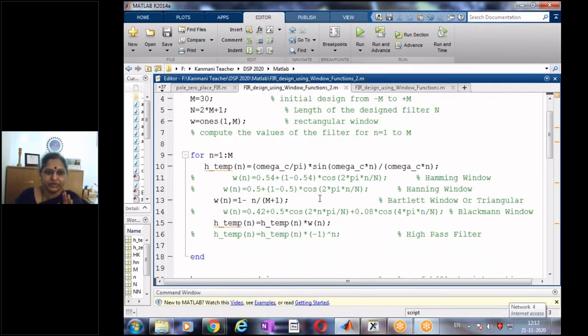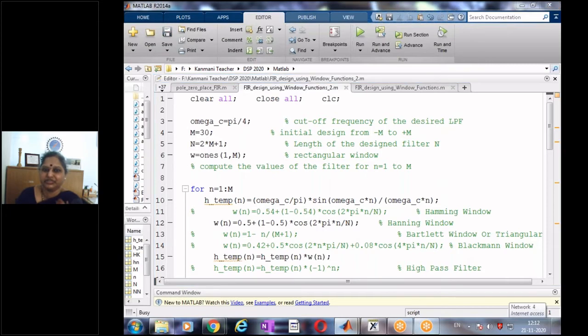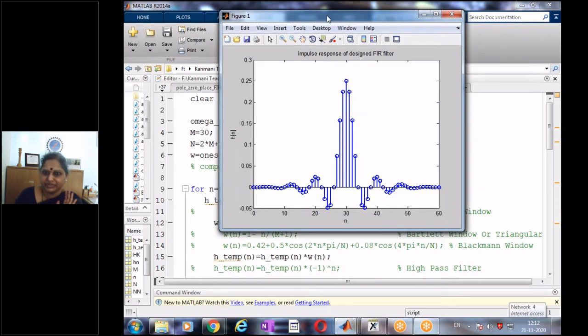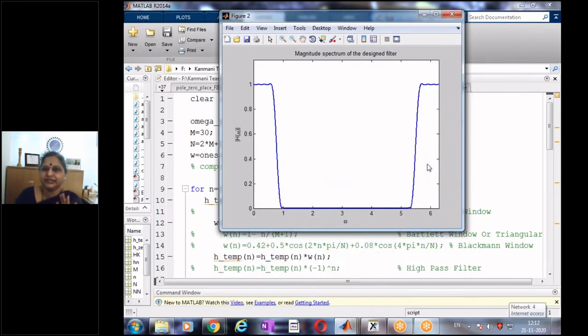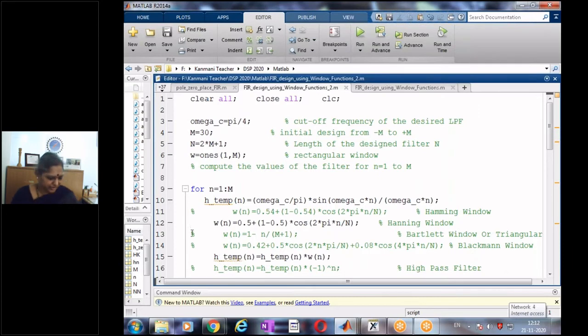So let's take one more. I'm retaining the same length as 61, because as I mentioned, FIR filters are usually of large length. So instead of the Bartlett window, let us see what happens if I use the Hamming window. Hamming window, we said the function is 0.5 plus 1 minus 0.5. Let's run the program and see what happens when I use a Hamming window. This is my Hamming window function. And this is the impulse response of the design filter. And this is the response. So it's very close, very similar, but there's a very small overshoot, if I may call it, when I use the Hamming window.